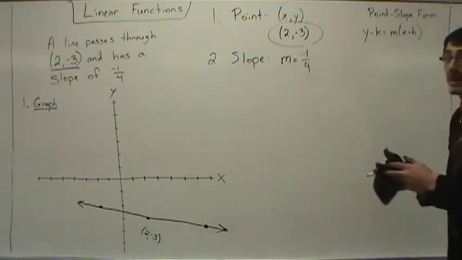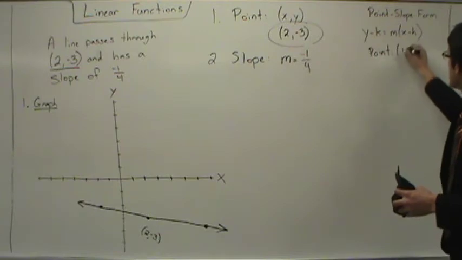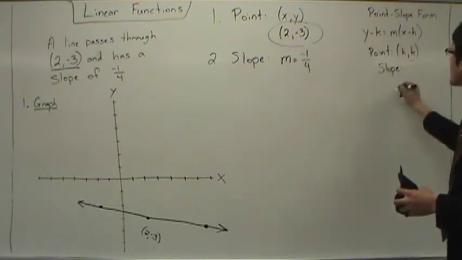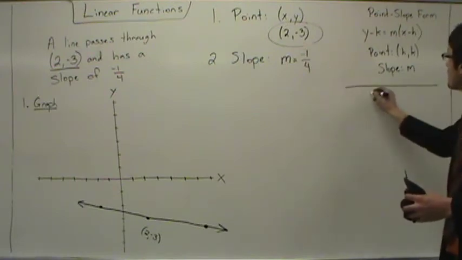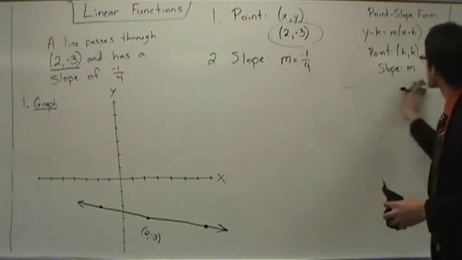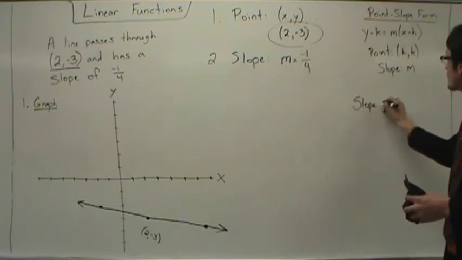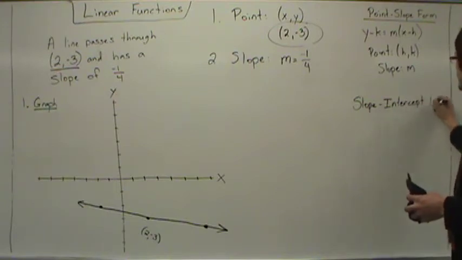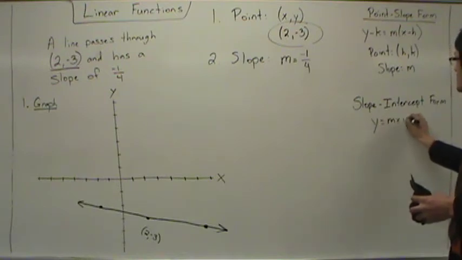Oh no, this is looking complicated. Look, the point is hk and the slope is m. This may be hard to look at, but it's actually very, very simple once I show you what to do, so don't worry yet. The point is hk, slope is m. Next form is slope intercept form. Slope intercept form says y equals mx plus b.